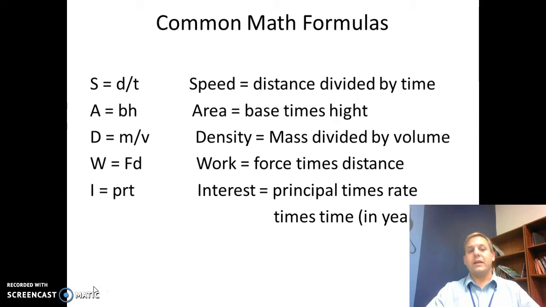Soon we will be looking at the interest formula. The simple interest formula is the interest equals the principal times the rate times the time in years. Now, what's great about that is you don't even have to know what those words mean. As long as you are given what the principal is, the rate is, and the time is, you can solve for interest.